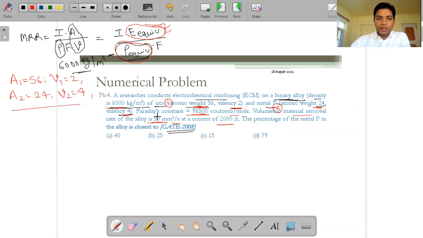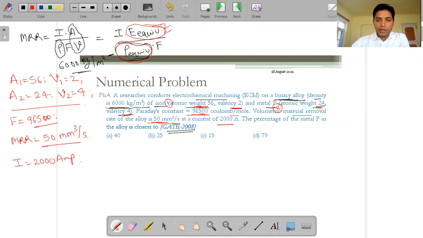Now capital F is given to you, that is 96,500 coulombs per mole, and the volumetric removal rate of the alloy, that is the material removal rate, is given in terms of volume, 50 mm cube per second, at a current I equal to 2000 ampere. What we have to calculate is the percentage of the metal P in the alloy that is closest to.